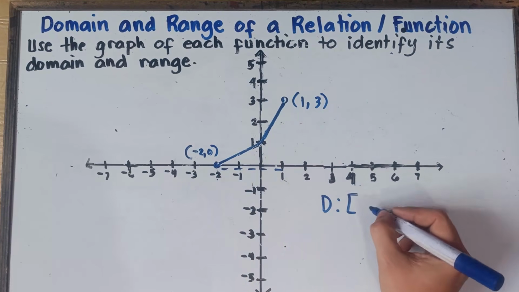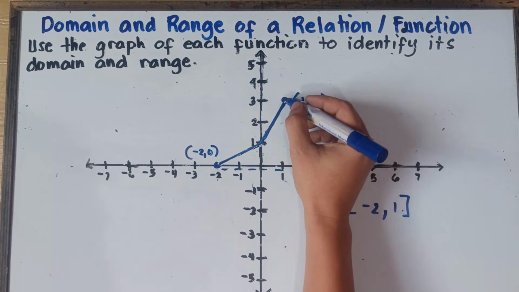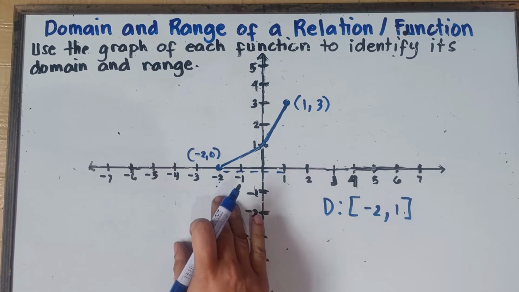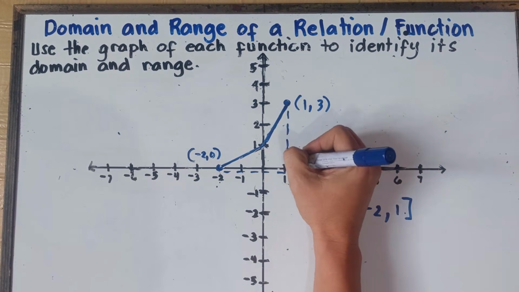So use a bracket from negative 2, comma, up to positive 1. And then bracket since we have a closed circle. Alright, and then for the range, you start at the bottom, going to top. So that would be this one right here. The vertical distance, this will be the range.